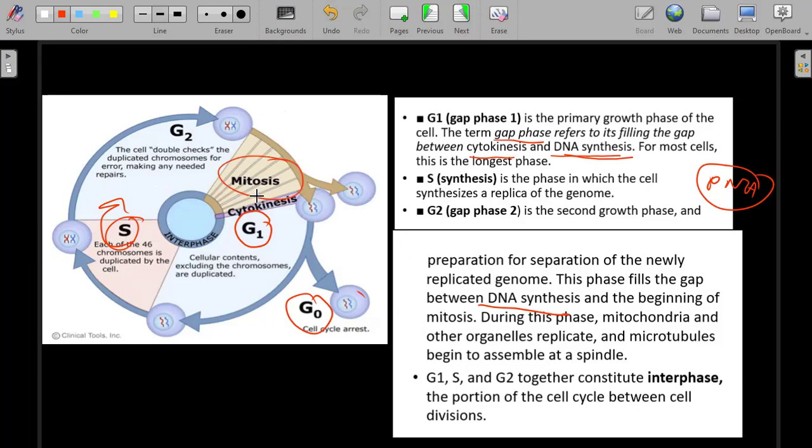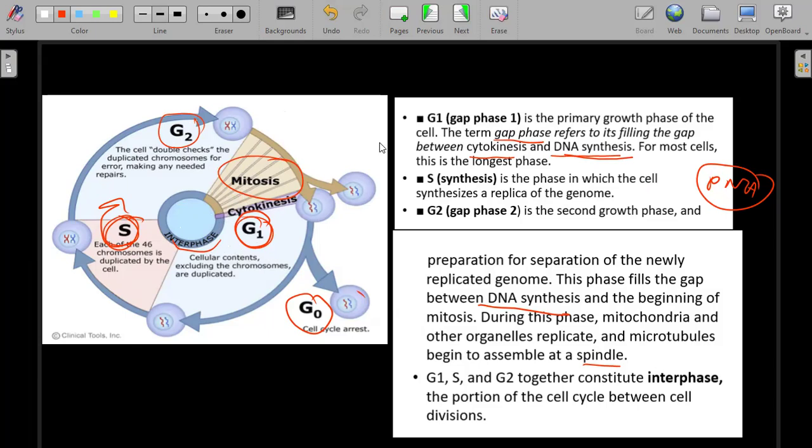During this phase, your mitochondria and other organelles replicate, and the microtubules begin to assemble into a spindle. These three, G1, S, and G2, all together form what we call interphase. That's what you have in your cell cycle. From your G2, you undergo what we call mitosis.